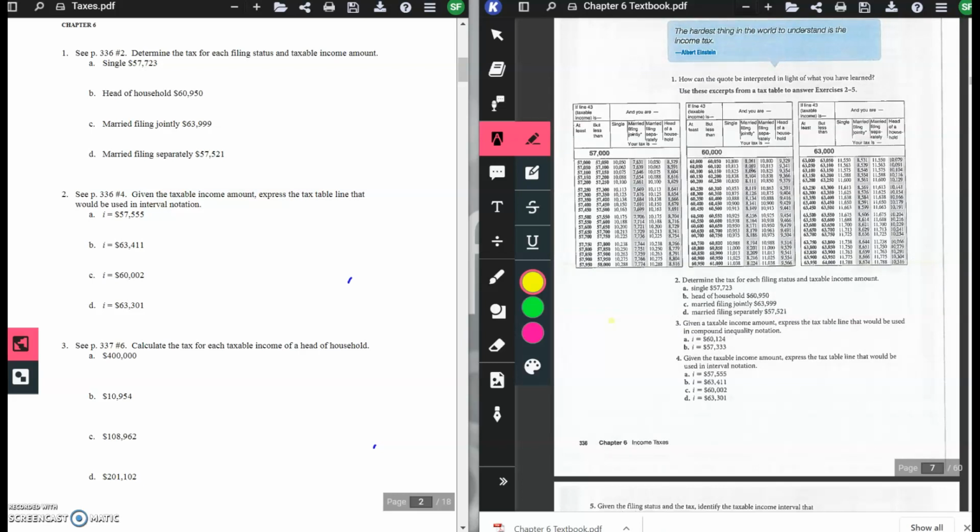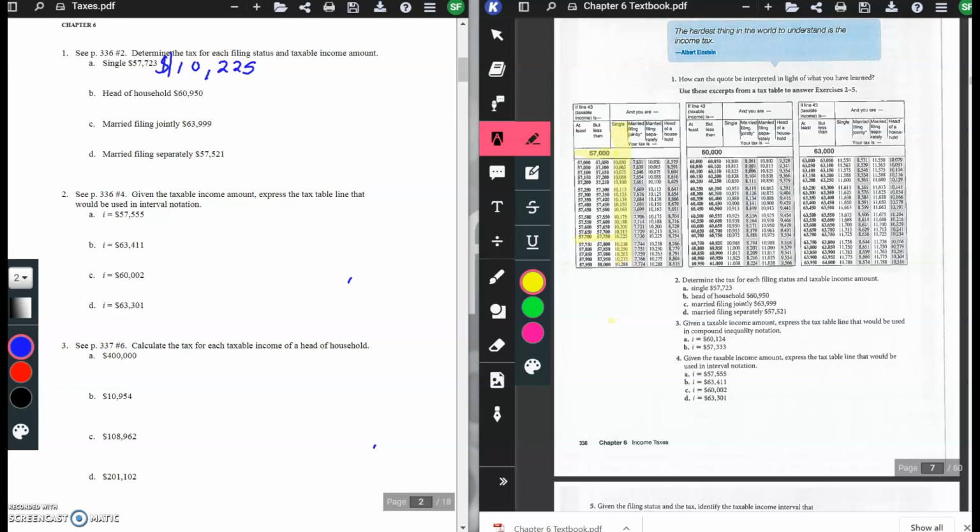Okay, so if you look here, this column right here, you see your 57,000 right here. All right, and that is for single. Single's right here in this column as well. So we're going to look at this column right here for our 57,723. So 57,723 falls between 57,700 and 57,750. So that person would pay $10,225 in taxes.